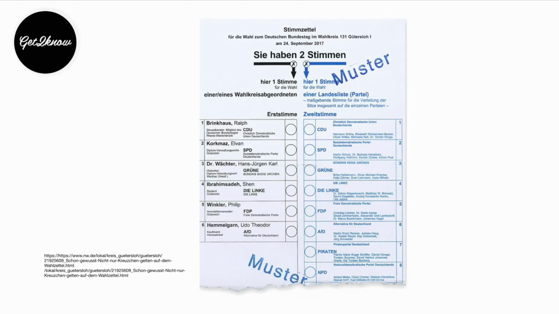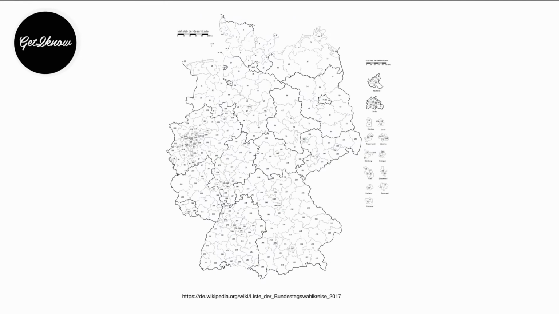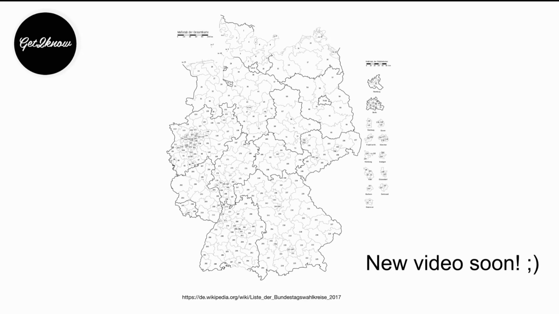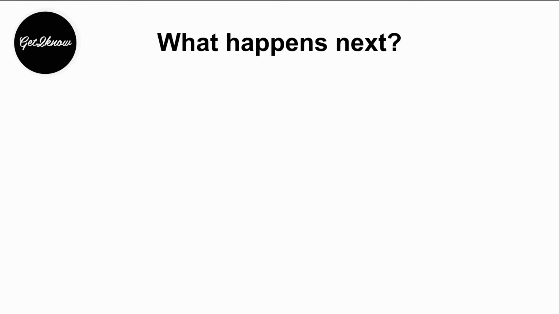Everyone can make 2 crosses on his ballot paper. One on the right for the political parties and one on the left for a local politician. To make that work, Germany is split into 299 constituency areas. You can see a map of them here. In comparison to the US electoral system, there's no imbalance depending on where exactly you live. If you want to know more about that, we will upload a video about the US voting system soon. So yeah, stay tuned.